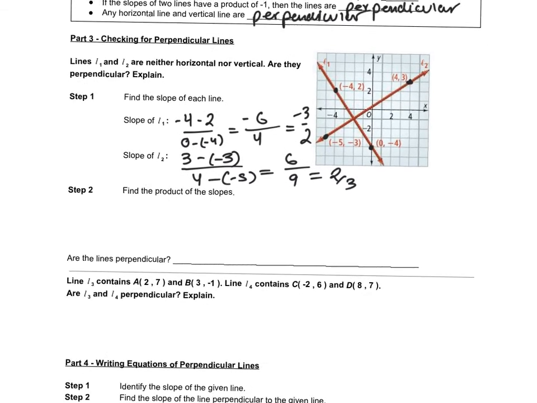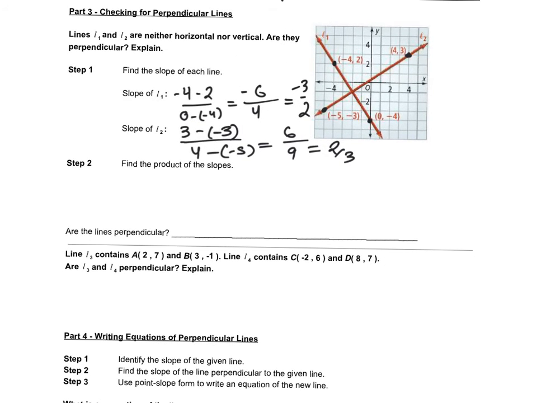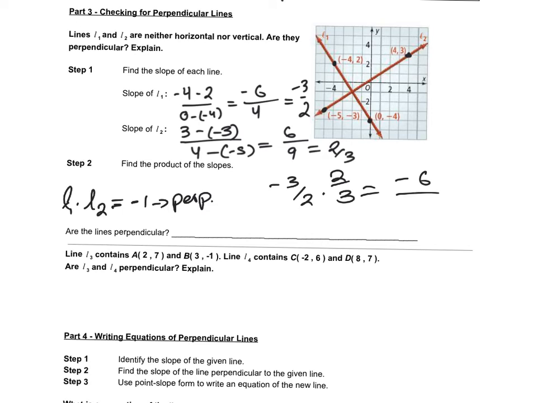And then it says find the products of the slopes. So we're going to multiply the slope of line 1 times the slope of line 2. And if it equals negative 1, then our lines are perpendicular, okay? So line 1 was negative 3/2, and line 2 was 2/3. Negative 3 times 2 is negative 6. 2 times 3 is 6. Anything written over itself is 1, but we have a negative sign, so our product is negative 1. So, are these lines perpendicular? Yes.